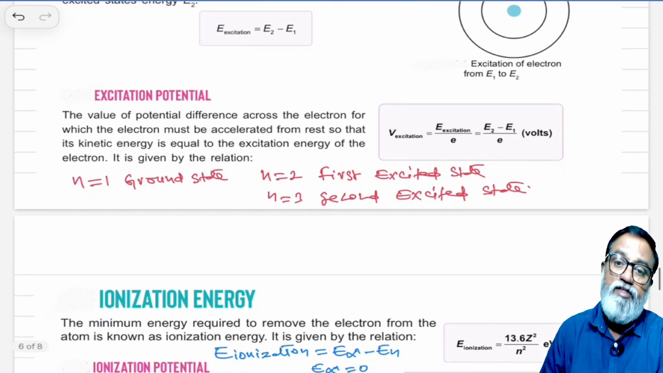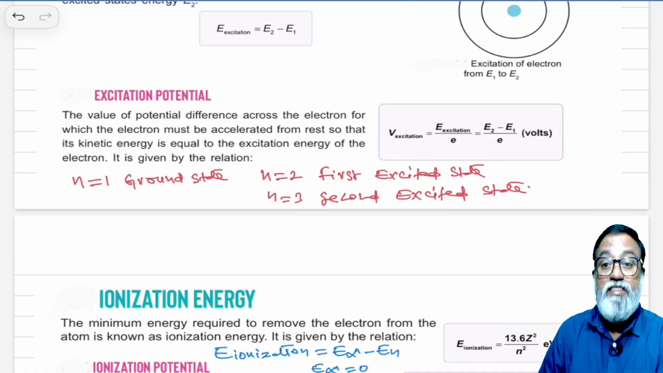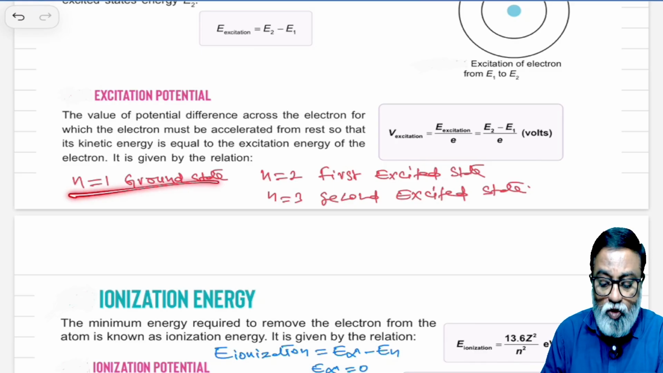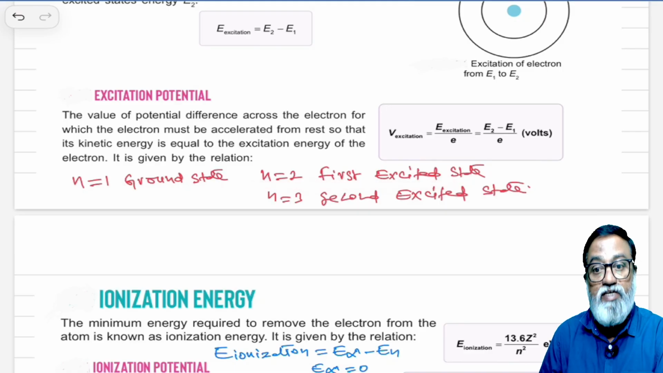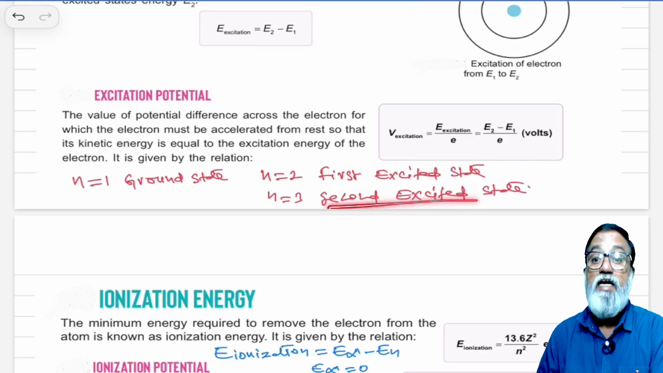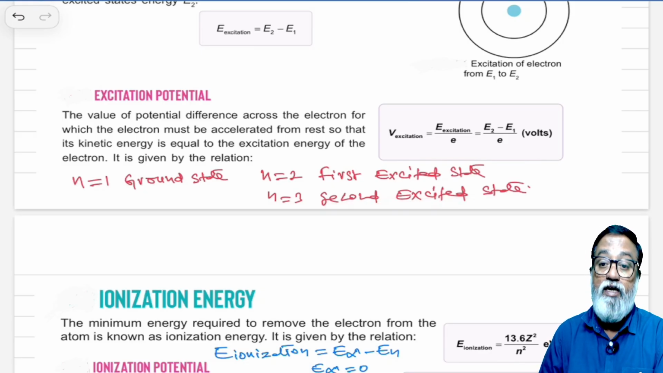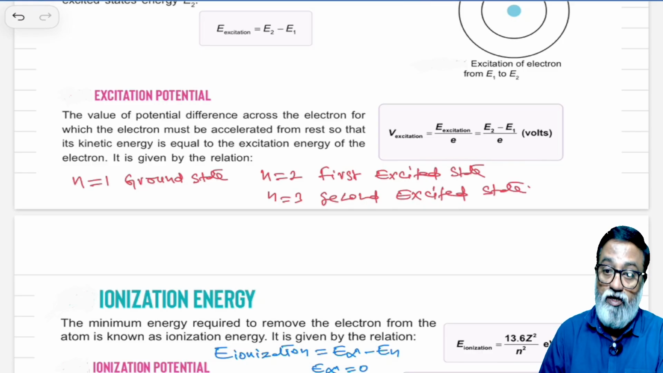Here another important thing: states other than the ground state are called excited states. n equal to 1 is nothing but the ground state. n equal to 2 is the first excited state. n equal to 3 is the second excited state. This is very important. Whenever a problem gives the second excited state, we have to substitute n as 3. Third excited means n equal to 4, like that.